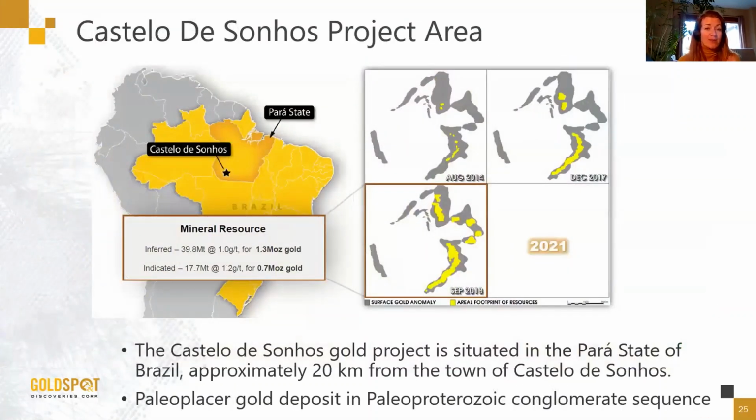So the Castelo de Sonhos project area is located in the Para state of Brazil, in the northern part of Brazil there. And as you see in 2014, they had the earlier parts of the mineral resource in Esperança Central, Esperança East, and Esperança South. Then by 2017, they had upgraded the resource. And in 2018 as well, they had upgraded the resource again. And in 2021, they're looking to upgrade the resource even further. It's a paleoplacer gold deposit, as I mentioned previously, in a paleoproterozoic conglomerate sequence, and it's 2,086 million years old.